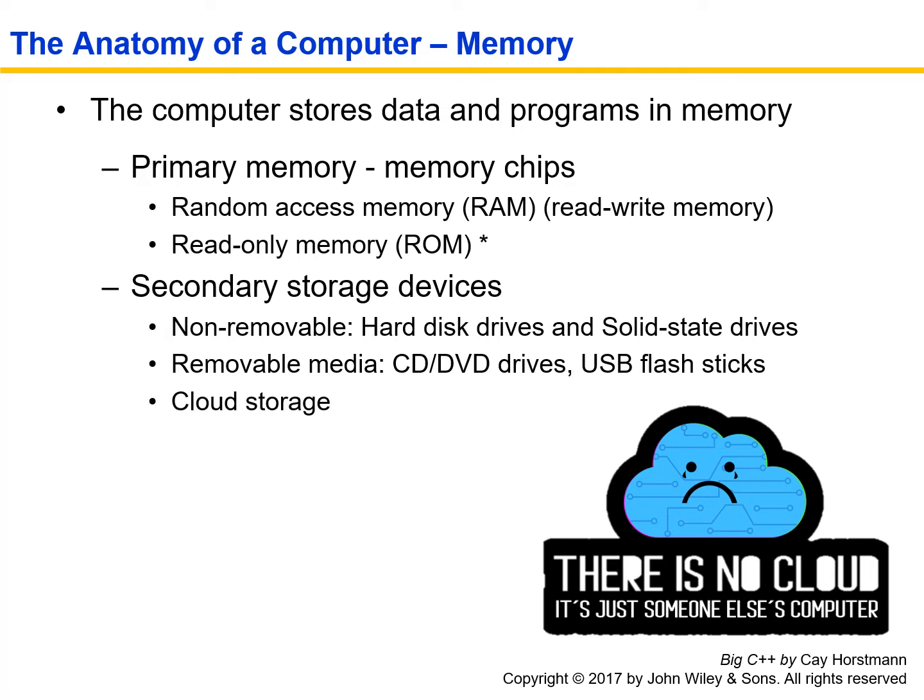Historically, computers have had two kinds of drives: non-removable and removable. A non-removable drive used to mean a hard disk drive, a little platter of metal that whirled around at very high speed and was written to magnetically. Today, those are increasingly being replaced by solid-state drives, which are essentially like random access memory chips, but they preserve their state when they lose power, so they're persistent or non-volatile memory.